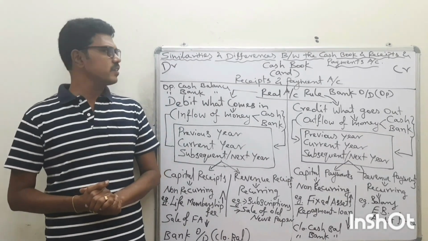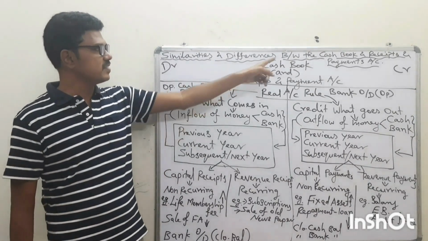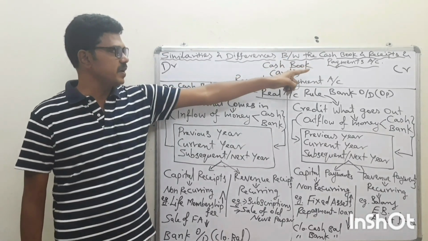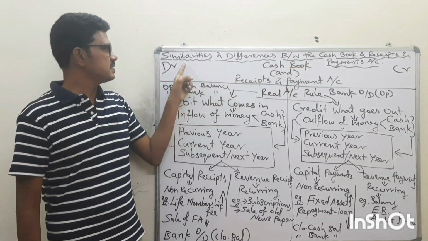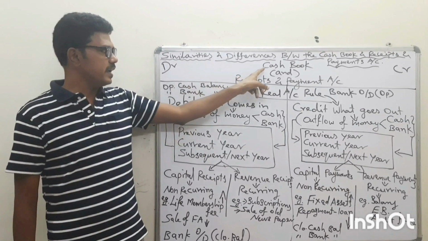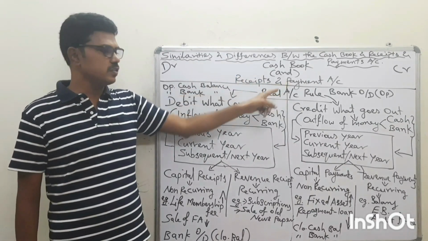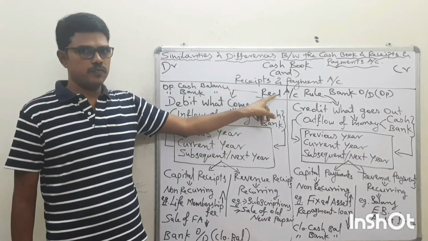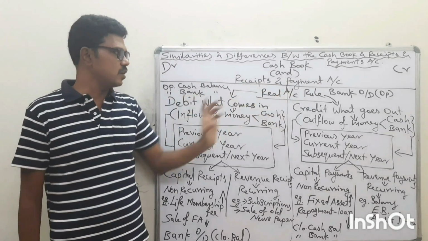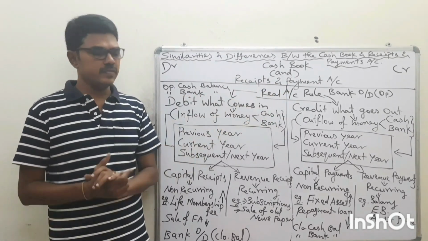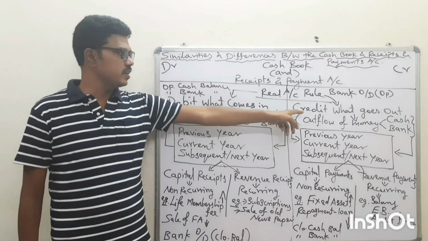In today's class, what you are going to see is the similarities and differences between the cash book and receipts and payments account. Let us see the similarities first. Both cash book and receipts and payments account follow the same principle, the real account rule. What does the real account rule say? Debit what comes in, credit what goes out.